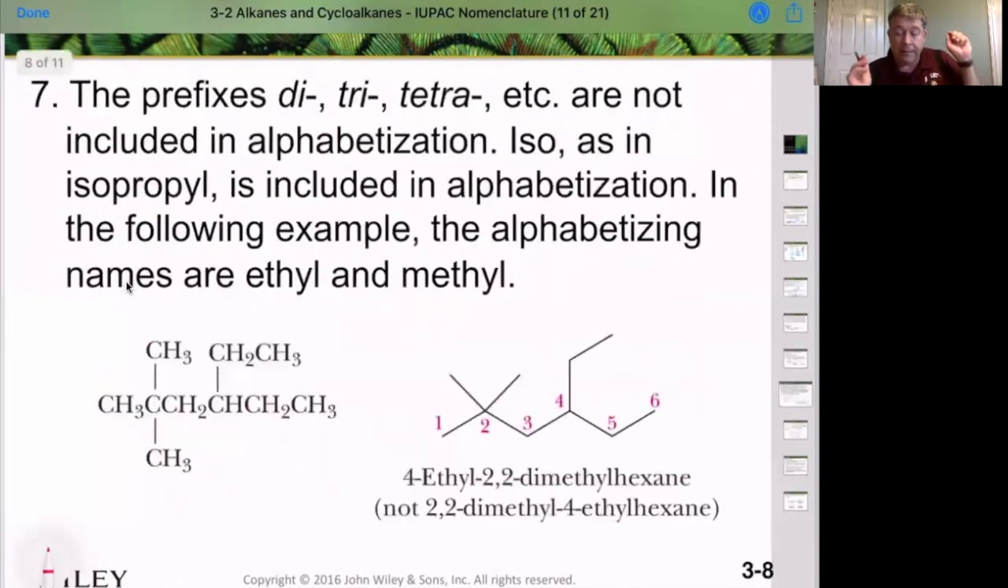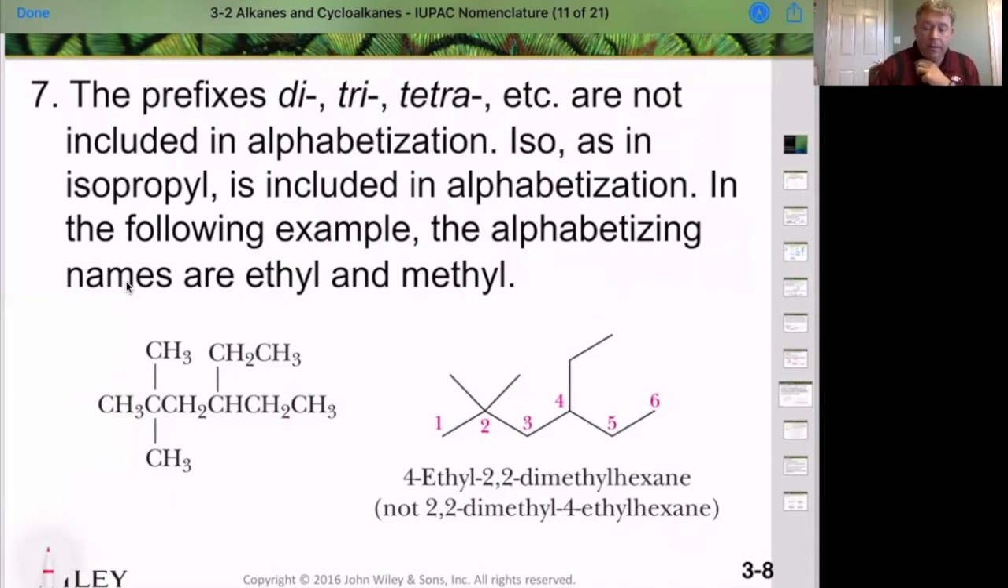Okay, but it can get even more complicated than that. When we have multiples of the same, right there, we do not include the di, tri, tetra in the alphabetization, okay? Now, that doesn't work for iso or tert because that's actually part of the name. So iso and tert and sec are included in the alphabetization, but not multiples, not di, tri, tetra, okay? So that's a subtle difference there. We need to pay attention to that.